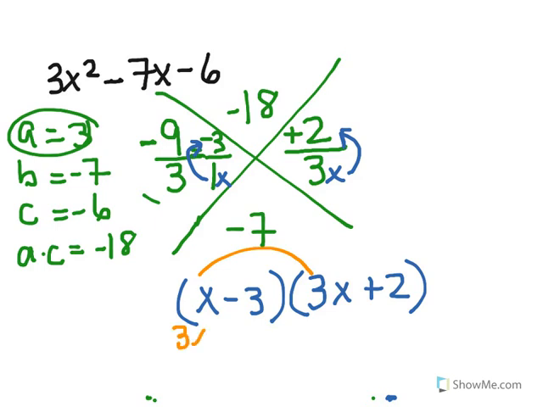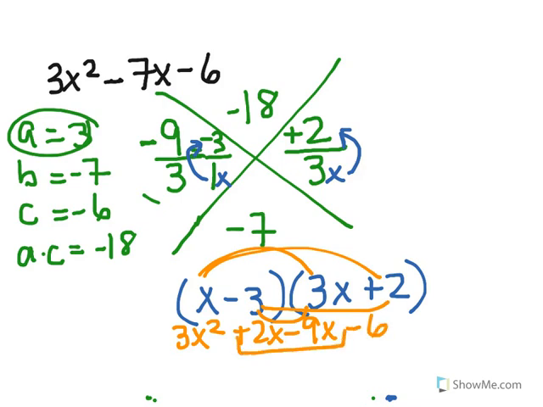3x times x is 3x squared, plus 2x. Inside minus 9x. Outer is minus 6. This 2 plus 2 minus 9 is minus 7x. And there we are, factored. And this checks. So that is what we started with. Let's try another.